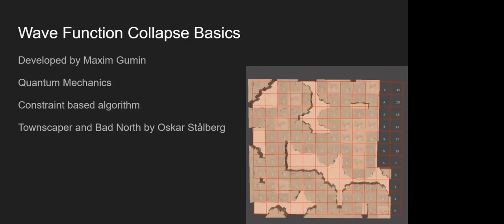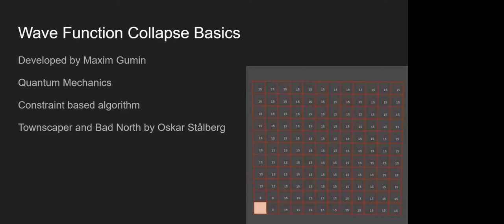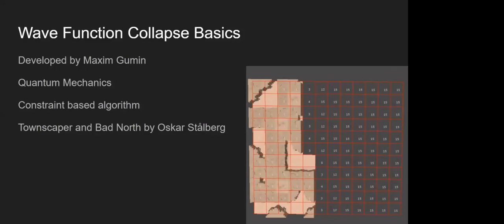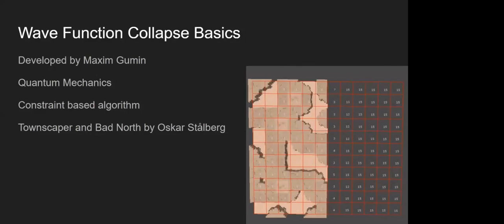In this project we use 15 different tiles, so each cell has the number 15 right now. One of the nice things about wave function collapse is that you can make a tile set as big as you want. Each tile is only based on its neighbors and which tiles you can set next to it. Some recent projects which have made wave function collapse more popular are Townscaper and Bad North by Oscar Stålberg, where he utilizes this algorithm. Bad North is a game, and Townscaper is more of a way to make cities.